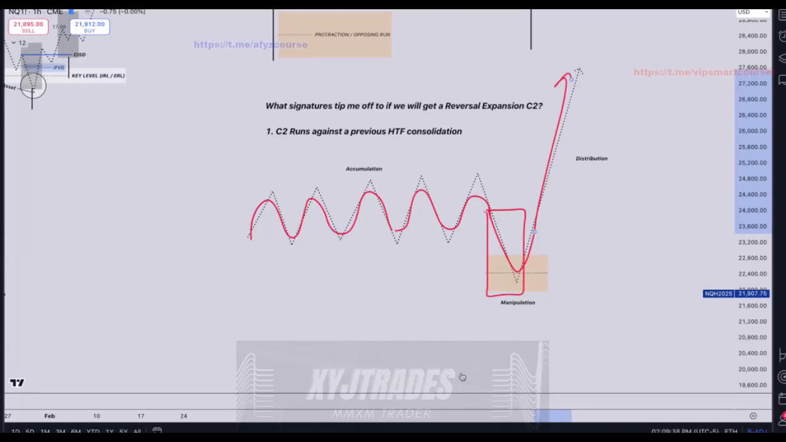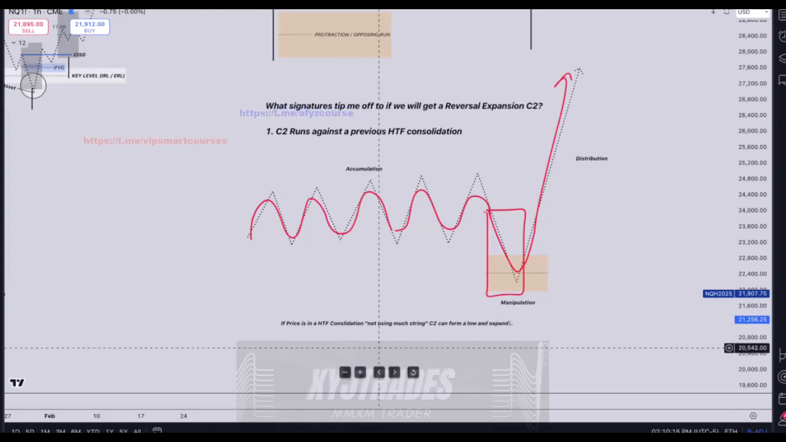So let's blend the analogy. If price is moving from a higher time frame, small range, which we define as consolidation, then price can expand into a large range after forming a candle to low. Put it all together. Let's use those words. If price is in a higher time frame consolidation, not using much string, candle 2, right, can form a low and expand once it runs against the previous consolidation.